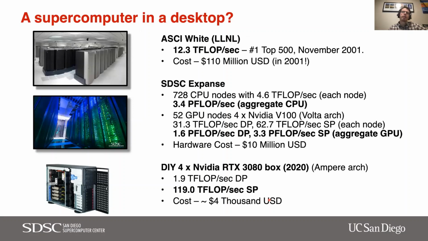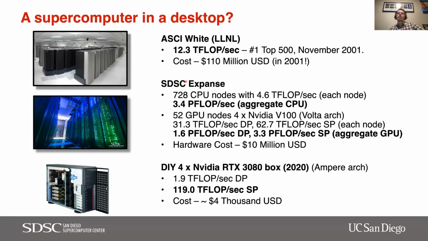Then, right, if we're talking about the performance, and just to put this a little bit in perspective, I like to do this. This is now already over 20 years ago, but that was the ASCII-Byte supercomputer at Lawrence Livermore Lab that had a peak floating point performance of 12 teraflops. That was the number one, the fastest supercomputer in the world back then. It cost $110 million US. It filled an entire data center.